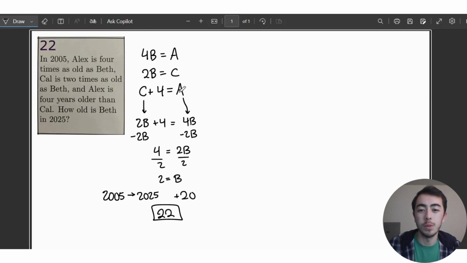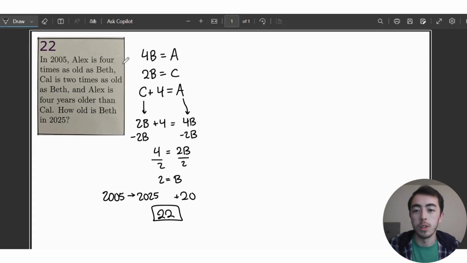All right, cool. Well, I guess that was about it. We created a system of linear equations, and from nice substitution here, we were able to just solve for B immediately. And adding 20, we get that she is 22 right now.